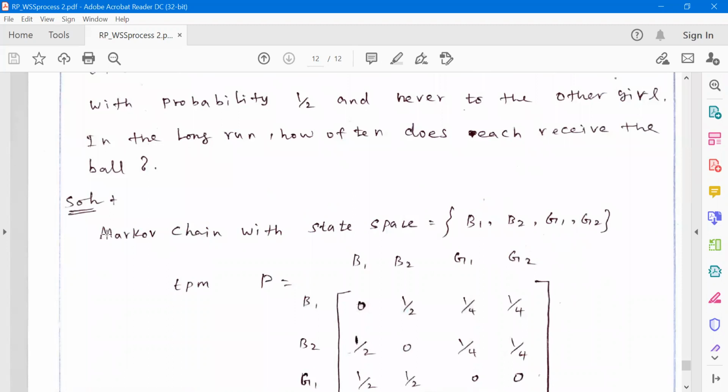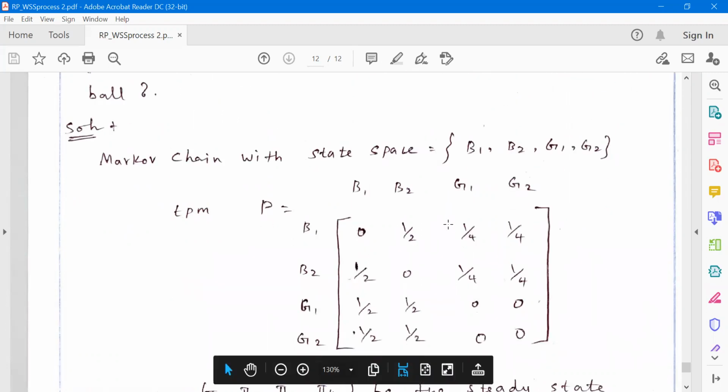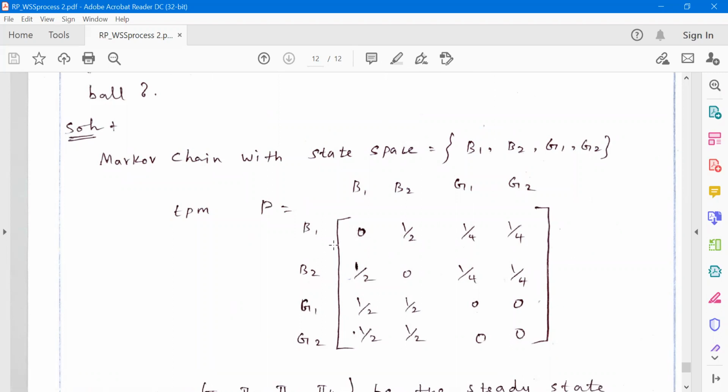So here the Markov chain has a state space of two boys and two girls: B1, B2, G1, G2. So we have to form a 4x4 TPM. This is the procedure for forming the TPM. First I am going to find the first row values. The first value, B1 to B1, is always 0, because if B1 has the ball, he does not throw the ball; he will keep the ball with himself. So it is not possible, so it becomes 0.